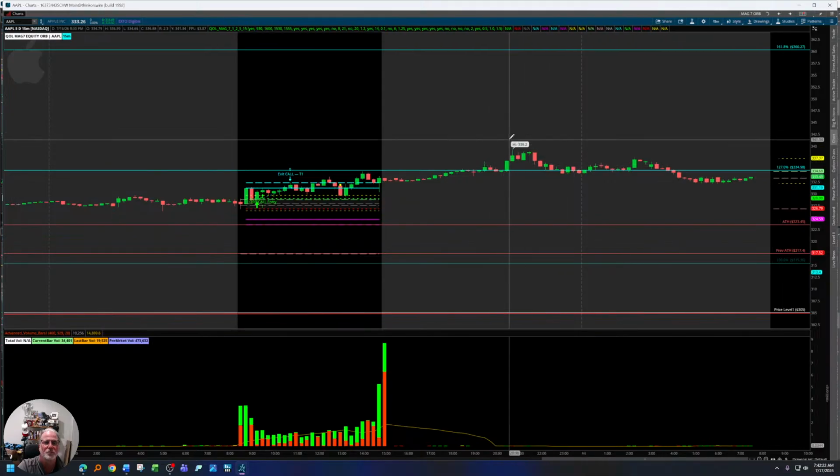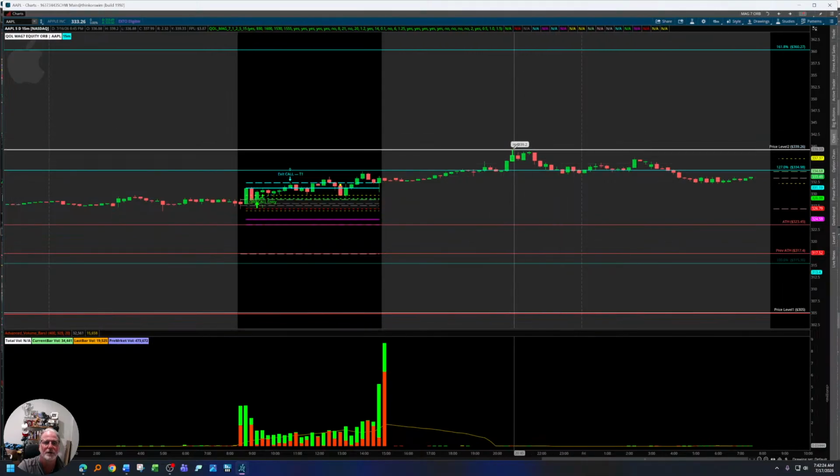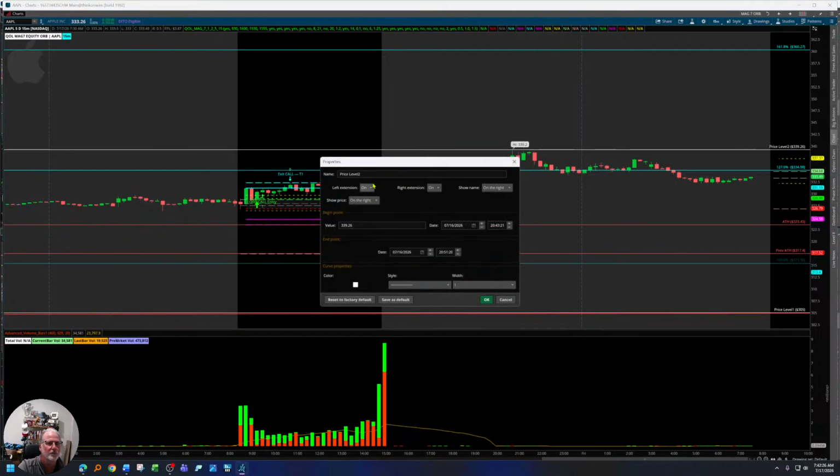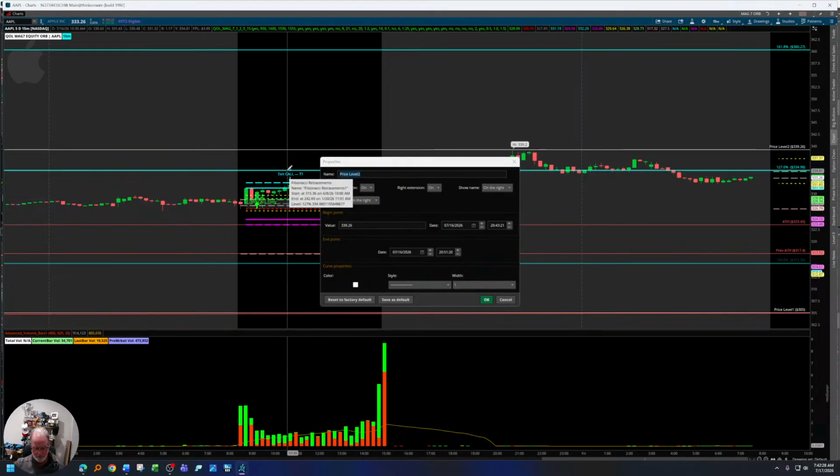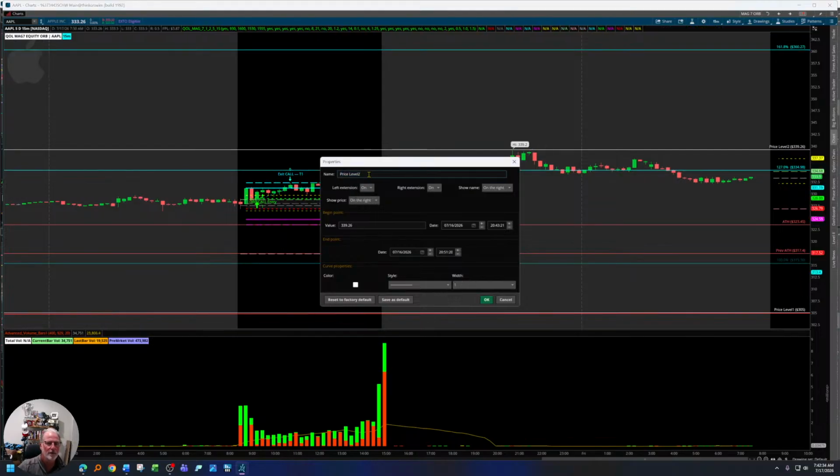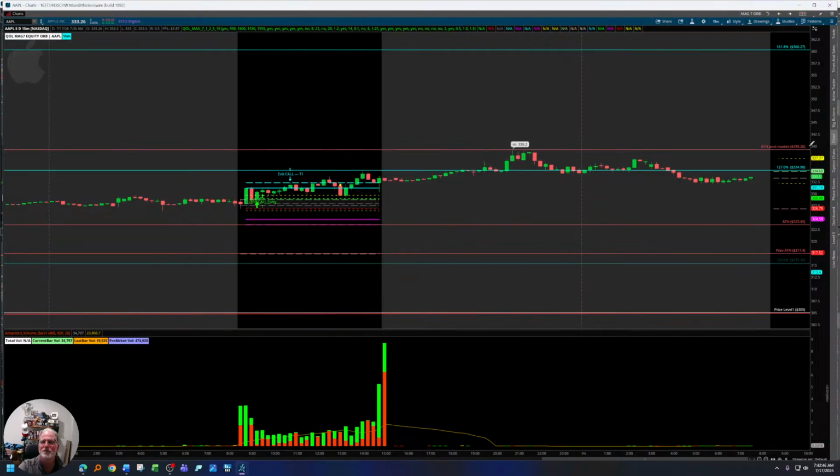You could push this post-market high here. Actually, I can do this as an all-time high. That all-time high post-market, that could be a level right there. If you get above that, you got 161.8% extension up there at 360.27.